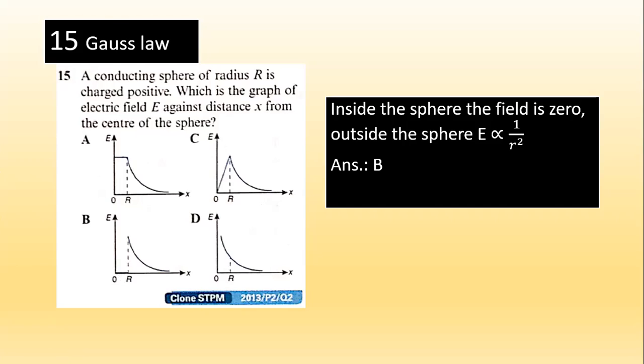Inside there's no charge, so no electric field. Outside, as the distance increases, the electric field decreases, right? But then the positive charge, teacher? The positive charge is on the surface of the sphere, outside. I always thought the charge was at the center of the sphere.